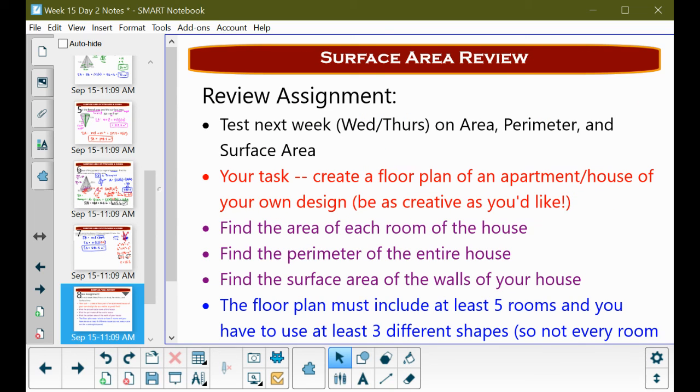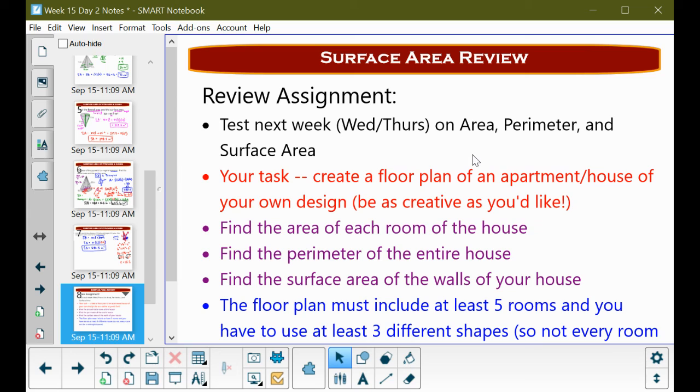All right, the review assignment that you're going to work on after you finish your practice problems in Google Classroom is you're going to create a floor plan of your own apartment or house, or something that you'd like to create. It doesn't have to be your actual apartment or house. You can make up your own. If you want to make it cool, you can do that.